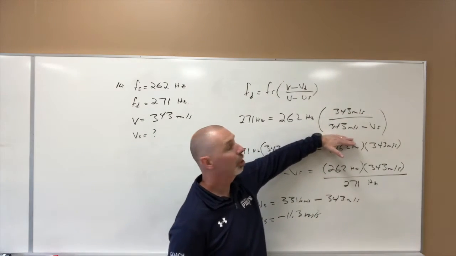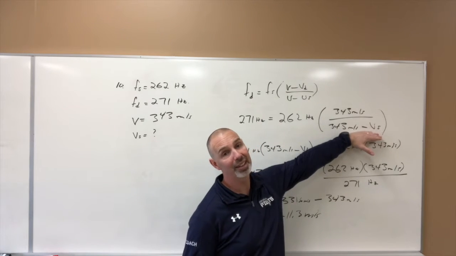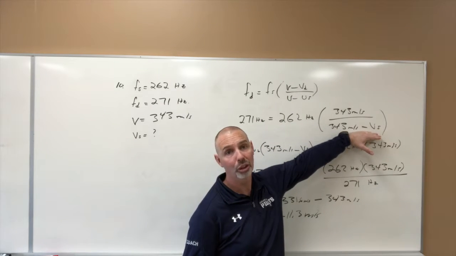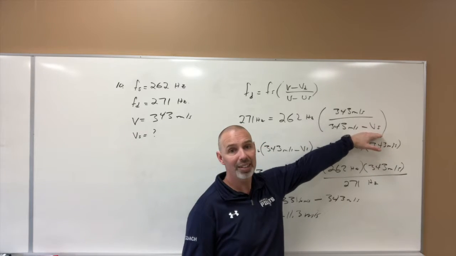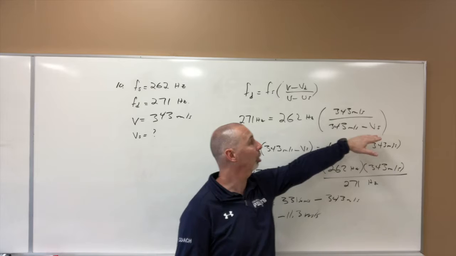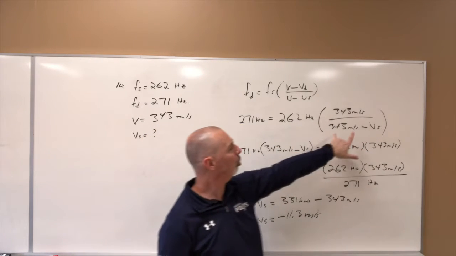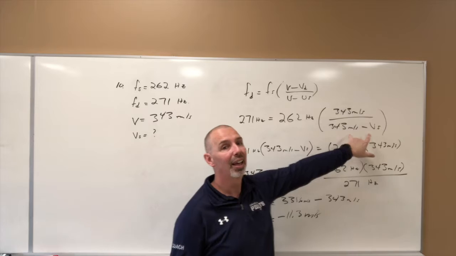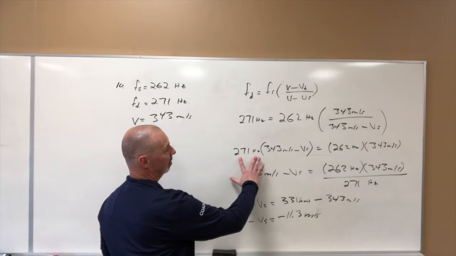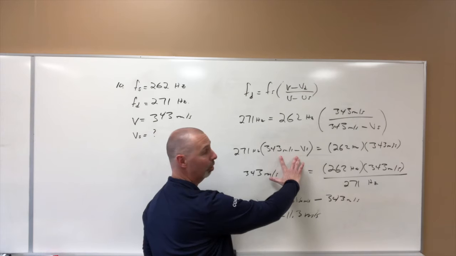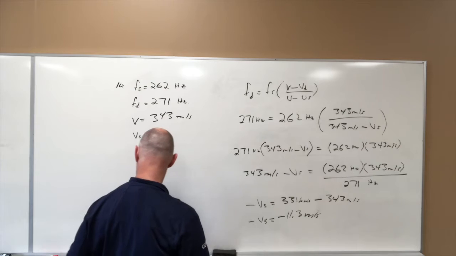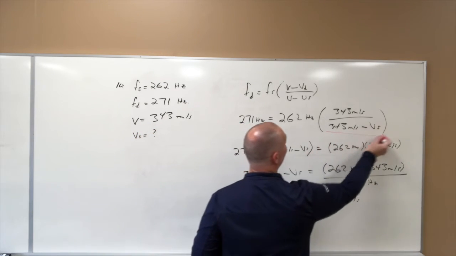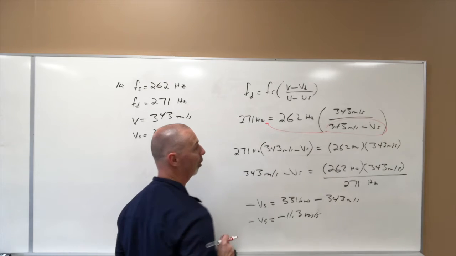Now, at this point, you have to rearrange this to solve for Vs, and there are a few different ways and orders in which you can do it. Here's how I did it. It may not be the easiest way, there may be other ways, but it's up to you. As long as you can solve for Vs, I don't really care what order you do things in. So what I did first was I took this denominator, 343 minus Vs, and I multiplied it on both sides. So that makes this 271 times what was the denominator equals the 262 times 343. So essentially all that has happened is this piece here has moved up there.